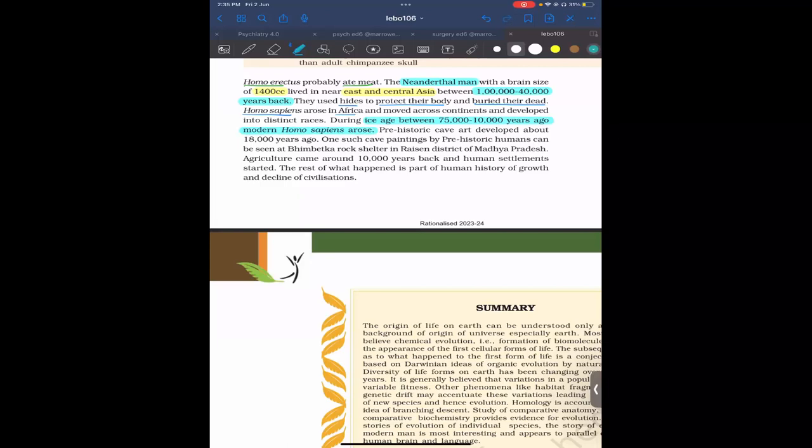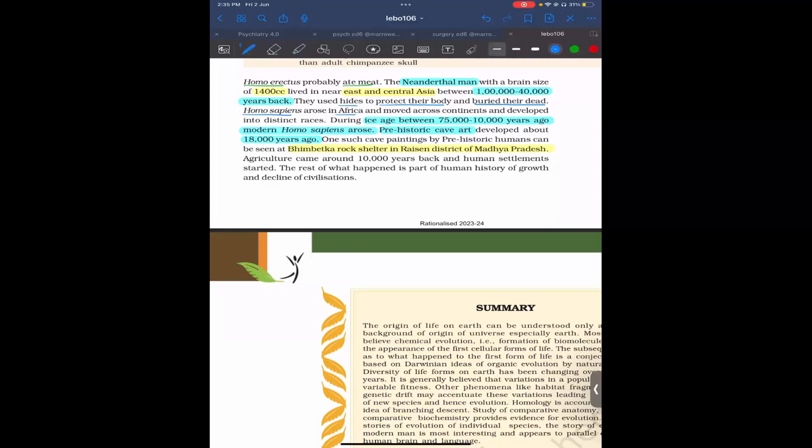Now, prehistoric cave art, from 18,000 years ago. One such painting by prehistoric humans can be seen at Bhimbetka Rocks, in Raisen district of Madhya Pradesh. And also my college is in Madhya Pradesh. I'm from Bhopal, so just a reference.